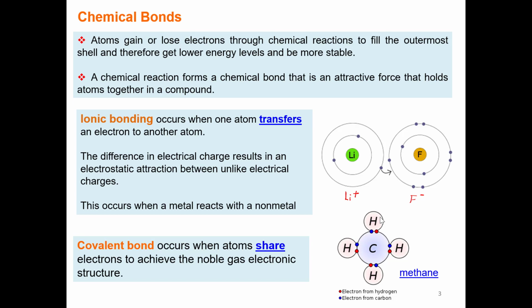Then what happened in this case? Then 4 hydrogens share the electrons with 1 atom of carbon. So 4 hydrogens and 1 carbon share electrons to form methane. Then the key word in the case of ionic bonding is transfer, and the key word in the case of covalent bonding is share. In this course, we will focus on studying ionic bonding.